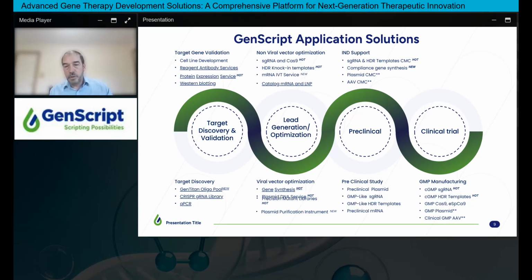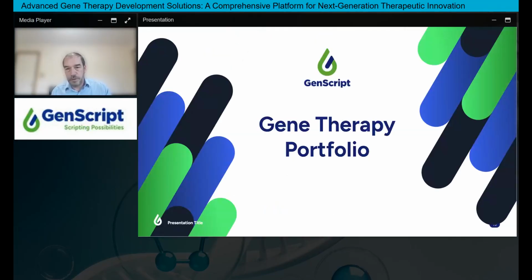So this is a very quick overview of our integrated solution for gene therapy development. We can offer a number of solutions for target discovery, for target gene validation, for viral lead generation and optimization, for non-viral lead generation optimization, for preclinical studies, for R&D support, as well as clinical trials and GMP manufacturing.